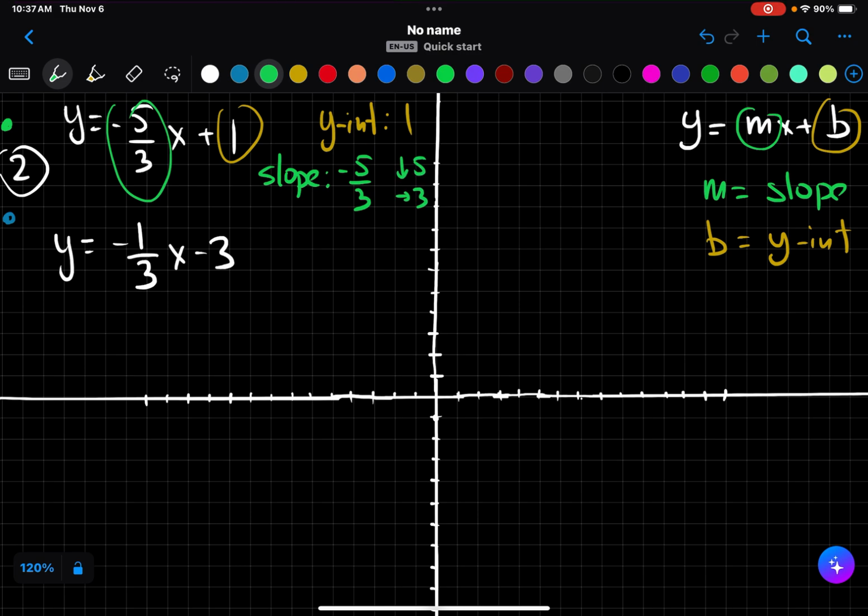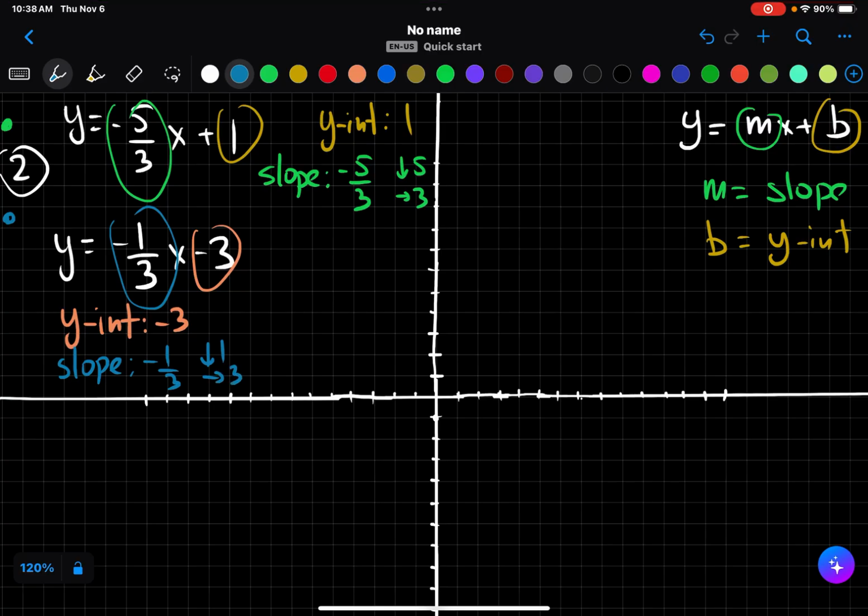Okay. For the blue equation, the y-intercept is negative 3. And the slope is going to be the negative 1 over 3, which means go down 1 to the right 3. Okay, so let's graph these. For the green equation, we're going to start at y at 1. That's our y-intercept. And then the slope tells us to go down 5 to the right 3. So down 5 to the right 3. And I'll do it one more time, down 5 to the right 3.